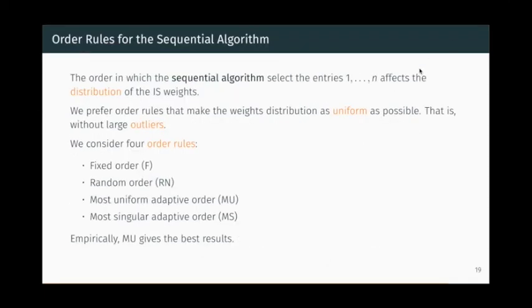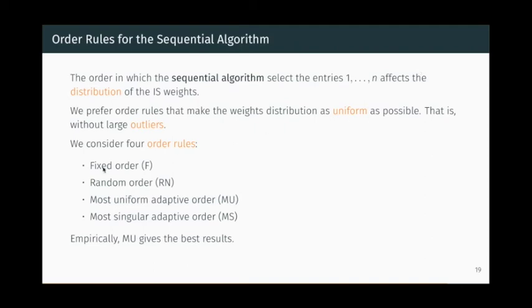The last point that I would like to make is that the order in which the sequential algorithm selects the entries affects the distribution of the importance sampling weights. And this is important because when you're using importance sampling, you want the distribution to be as uniform as possible, meaning that you don't want large outliers, because that could jeopardize the quality of the estimation. So what we did is to consider different possible order rules, and then we just compare them to see which one gives the best results.